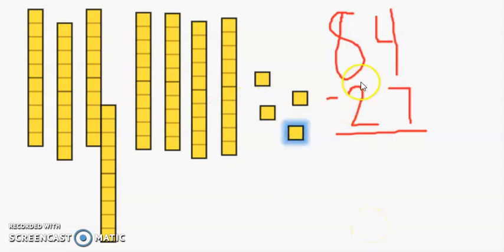All right, so we have 84 and we want to take away 27. So we always start by taking away the ones. So I'm going to look here. Can I cross out 7 1s? Oh, nope, there is not enough. Can you tell me what I'm going to have to do? Yes, I'm going to have to take one of the 10s and I'm going to have to break it apart. Very good.